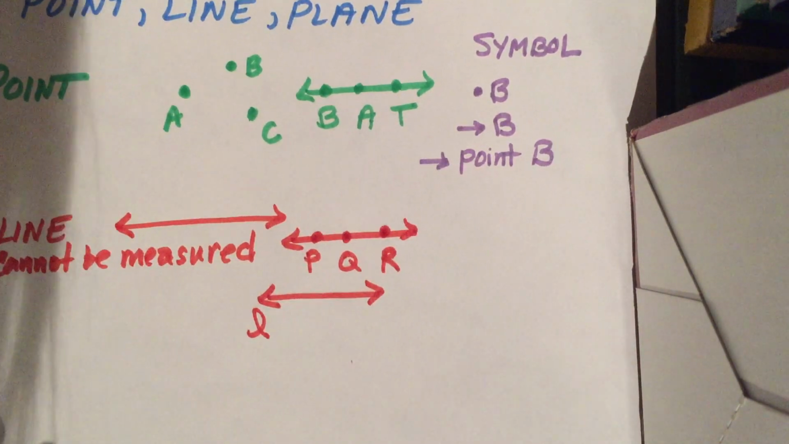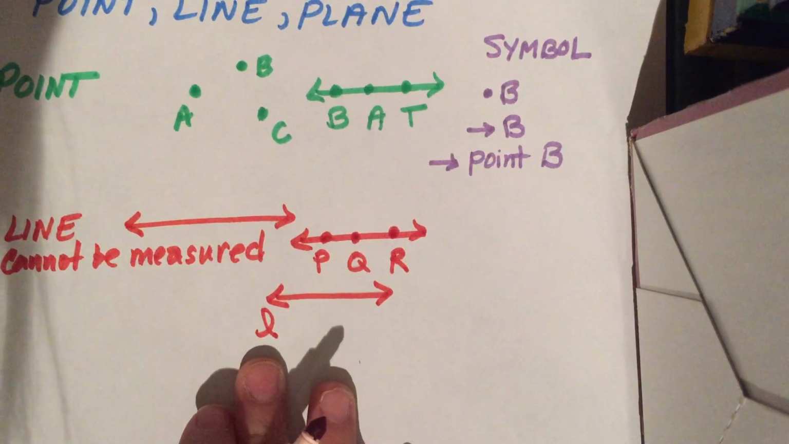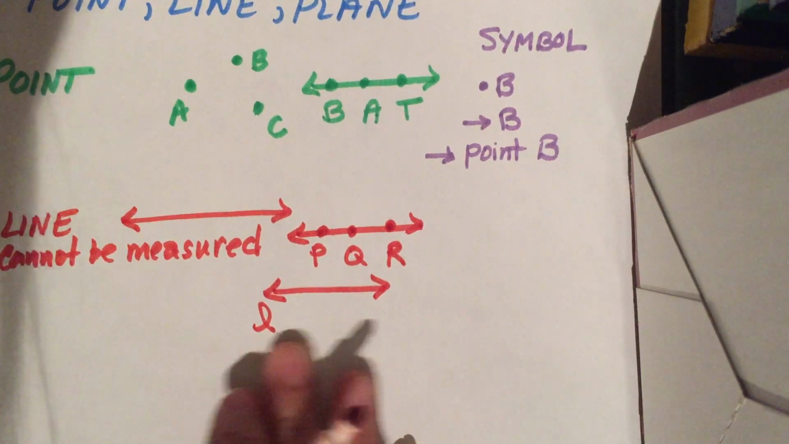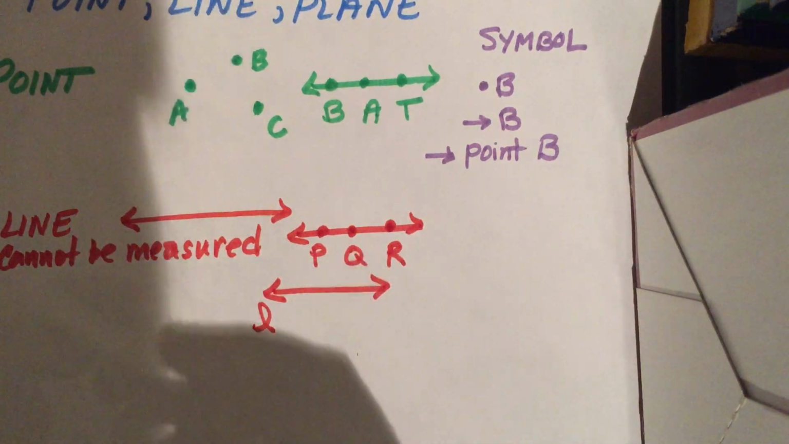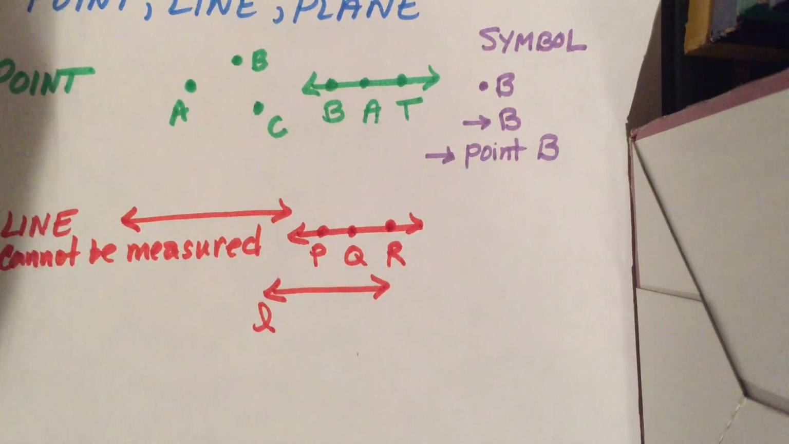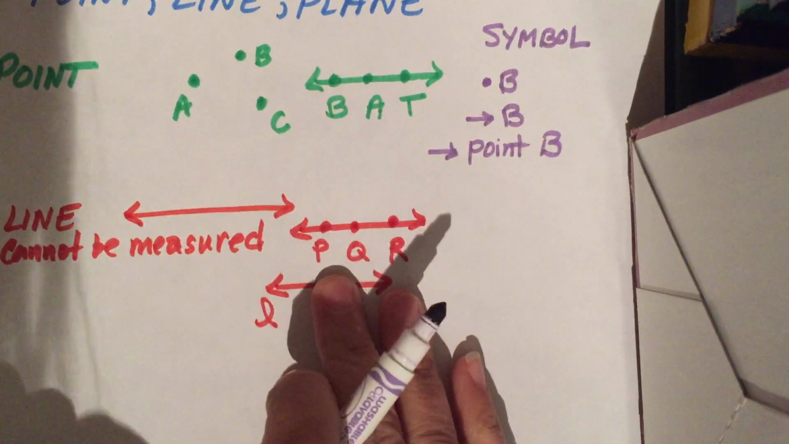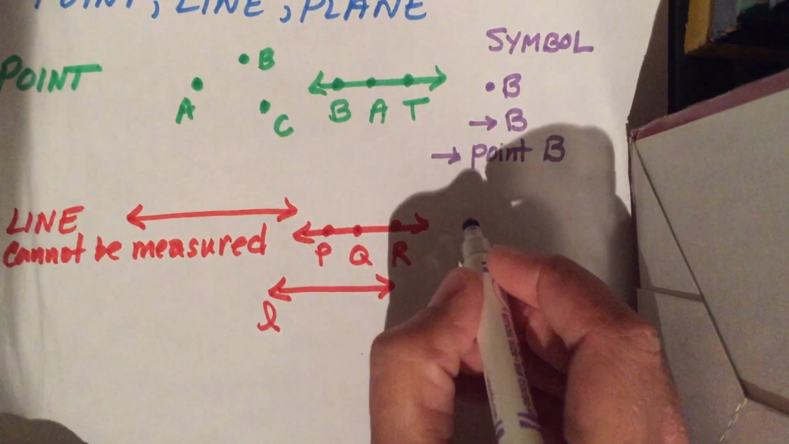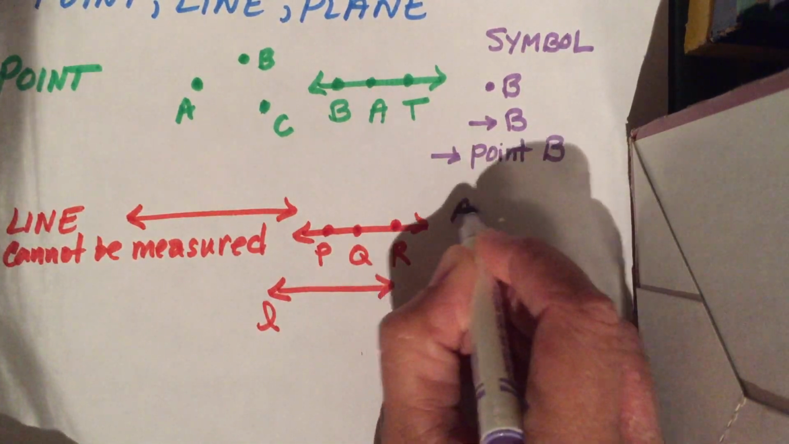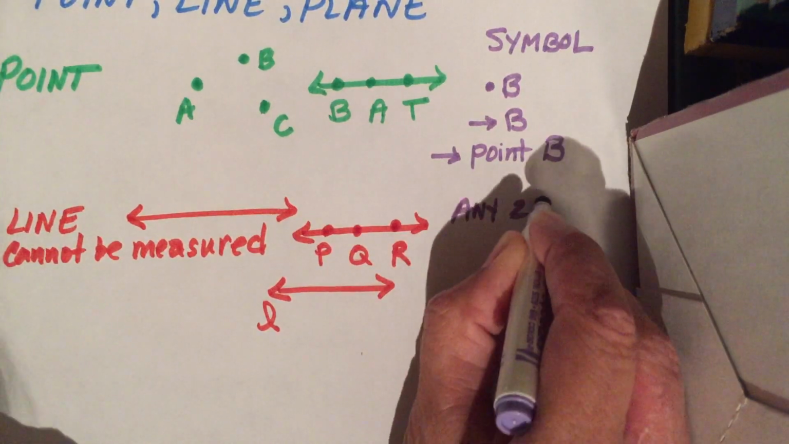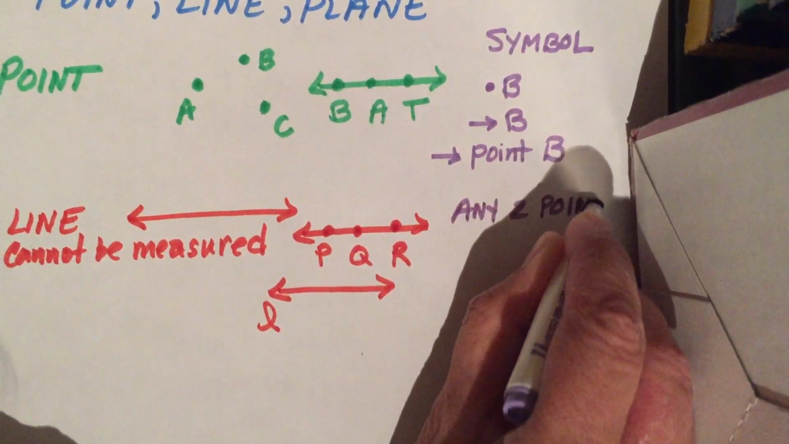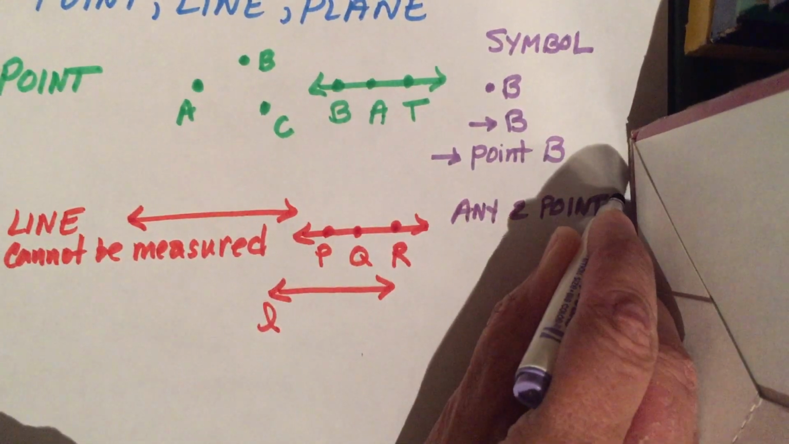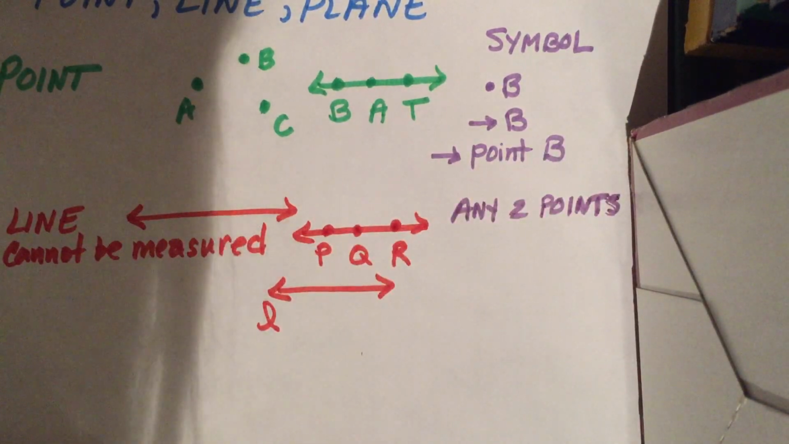And there's another way where you see a lowercase letter, in this case it's L, but no points listed. So this indicates to us how we can name this particular line. So the first one, line PQR. When we name a line, we always use any 2 points on that line.